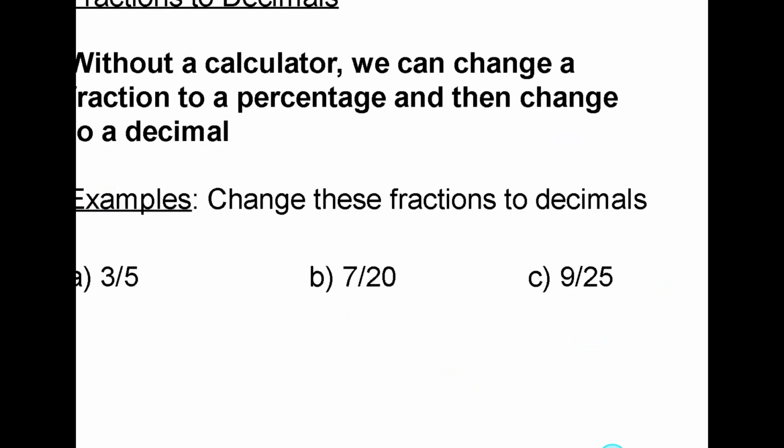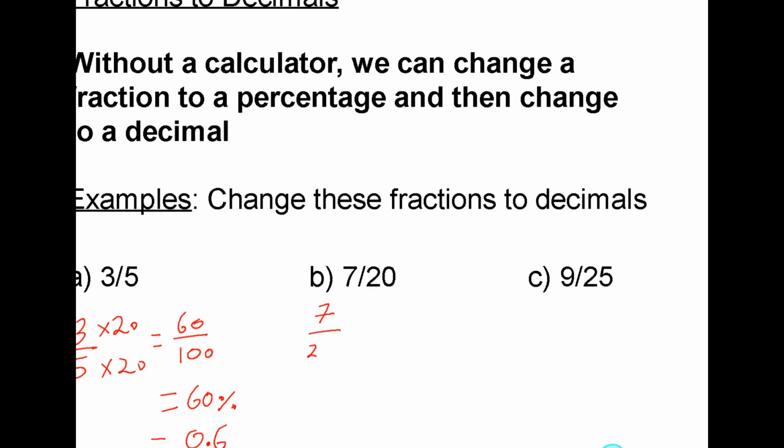We can also change a fraction to a decimal by this method. What we would do first is change the fraction into a percentage. So if we look at these examples, we would first change the fractions into percentages. So for the first one, I'm going to multiply top and bottom by 20, which will give me 60 over 100. And we can then remember what we did at the start. 60 out of 100 is 60%. And to change that into a decimal, we just divide by 100. This is what we did at the very beginning, which will give me 0.6.